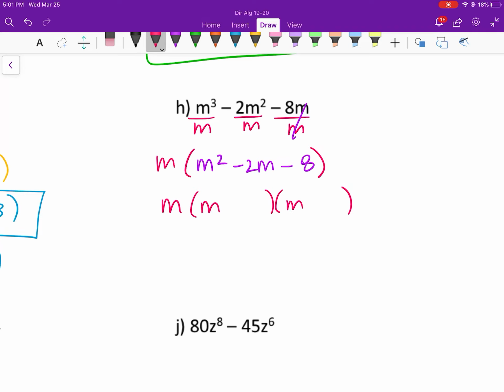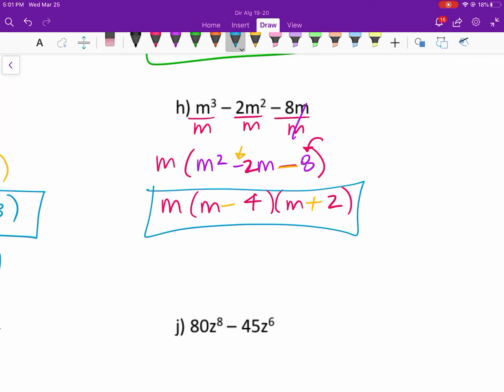I have an m and an m. And I want numbers that multiply to 8 and subtract to 2. Well, that has to be 4 and 2, or 2 and 4. My signs are different. My bigger number is minus. Minus 4 plus 2. I didn't have to divide inside. I don't have any dots left over, so I'm good to go.